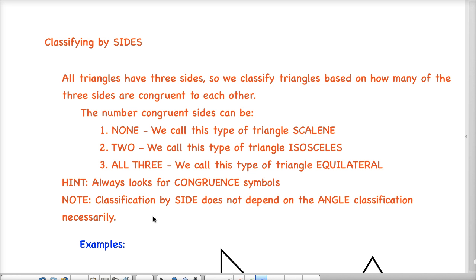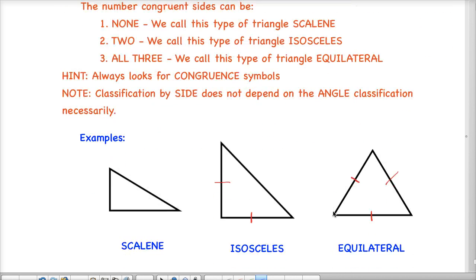Also keep in mind here that classification by side does not necessarily depend on the angle classification. So we're going to see maybe some triangles that will fit in only one angle classification, but we'll see a couple examples where they would fit in two different ones. Like we have down here, it looks like both of these triangles are right triangles, right? So this one, if that's a right angle right there, but I have one that's scalene and one that's isosceles. So don't necessarily think that the angle classification and side classification are related. They're two separate things.